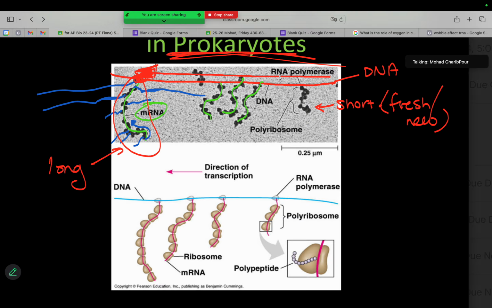So if it's going in this direction and it adds to the 3' end of mRNA, we know that this side is 3', this side is 5'. And directionality of DNA is the opposite. So 3' here, 5' here. Some of these things you guys have to be able to do.